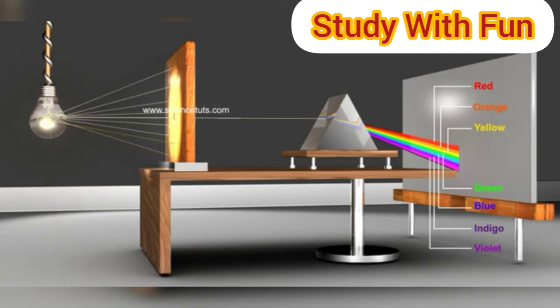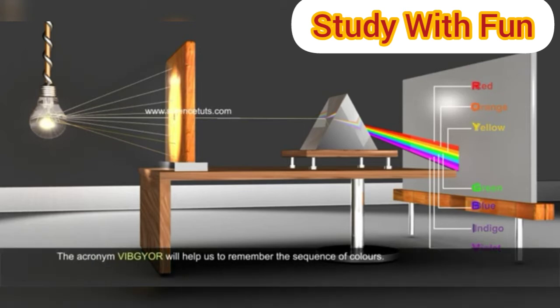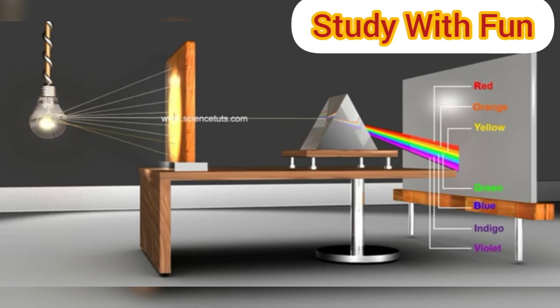Why does this happen? The acronym VIBGYOR will help us to remember the sequence of colors. We have seen that white light is dispersed into its 7 color components by a prism. Why do we get these colors?